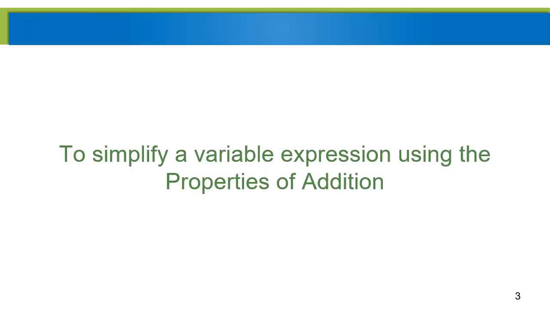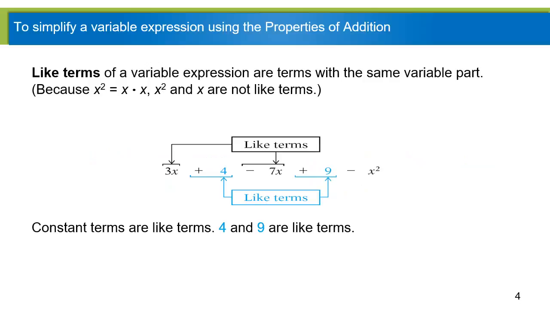So let's start with the easy one. Let's simplify an expression using addition. Well, we can only add like terms, and like terms are things that have the exact same distribution of variables. So when you have a constant term, they have the same distribution of variables because they have none, right? They have no variables of any powers whatsoever.